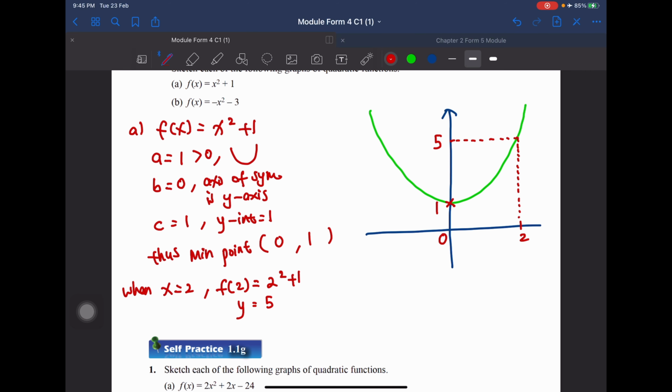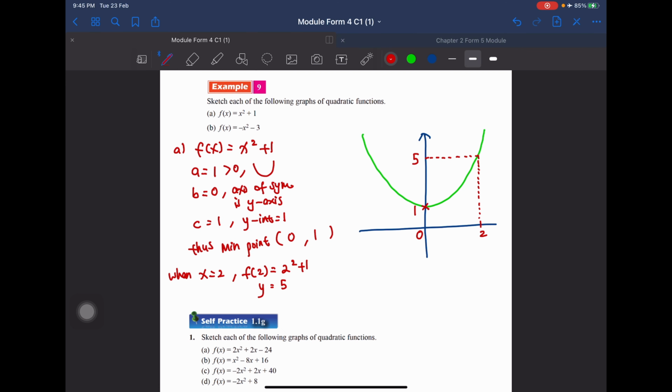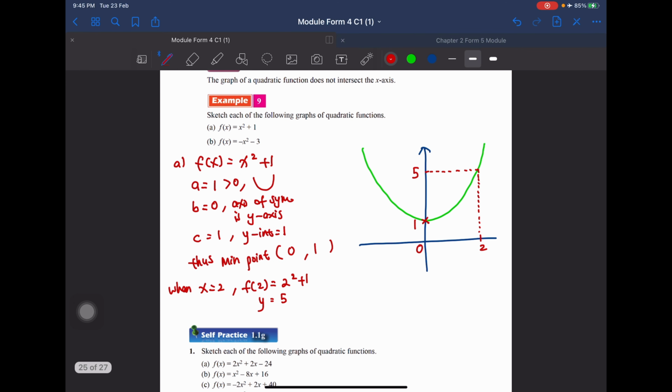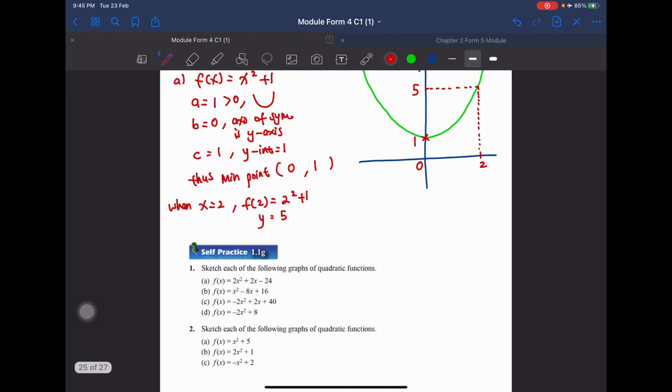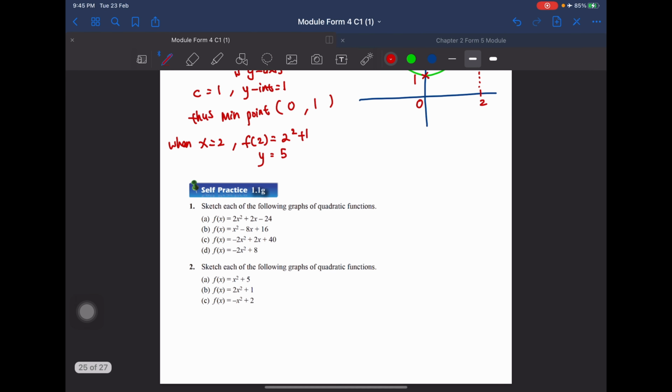So number 2B saya nak awak try sendirilah. Solution awak boleh tengok dalam buku teks. So your second assignment for today is, number 1 saya nak awak try A dan C. And then number 2 you try A dan C juga. Okay, boleh?